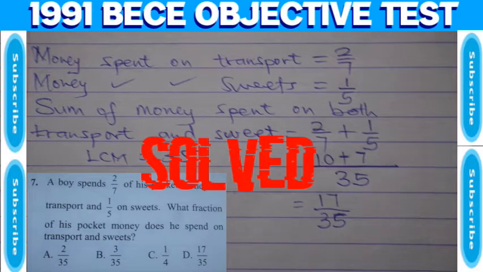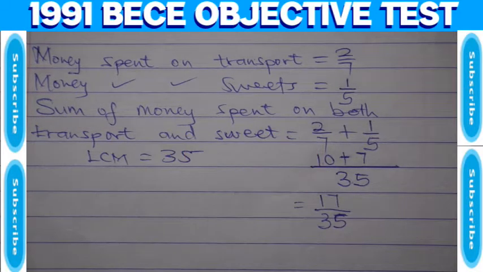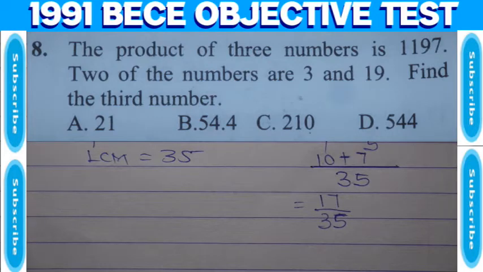So let's move on, take a look at question 8. This is what question 8 says. It reads: the product of three numbers is 1197. Two of the numbers are 3 and 19. Find the third number. So this is it.